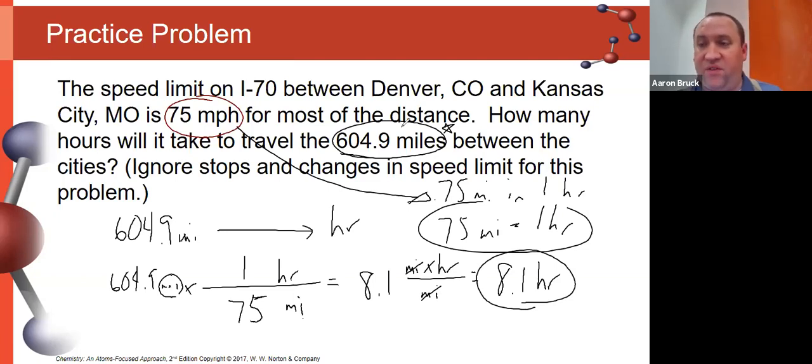Now, from a significant figure standpoint, why did I stop at only 2? Well, the reason is this 75 miles per hour is a measured value, as well as the 604.9 miles. And so when I have multiple measured values that I'm multiplying together, weakest link principle applies. I only had 2 significant figures for the speed, so I'm only going to be able to have 2 significant figures for the time. 8.1 hours is the correct way to round it.